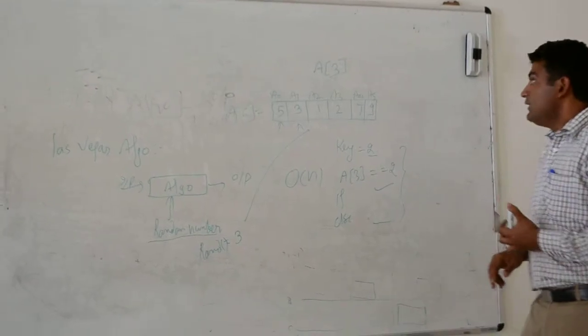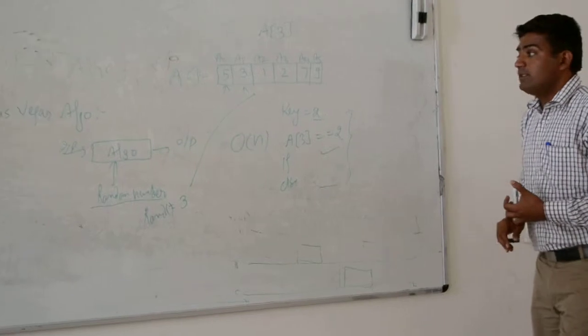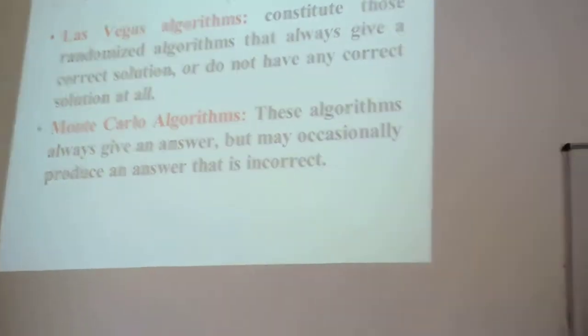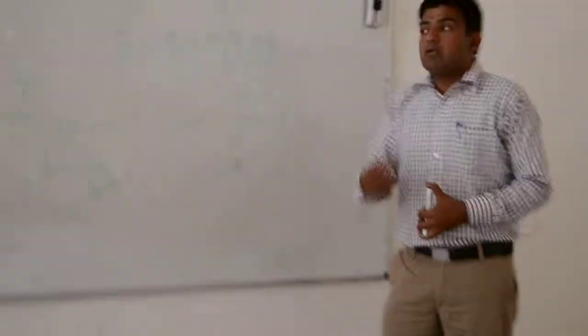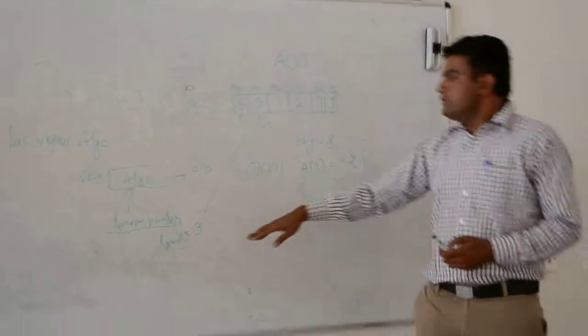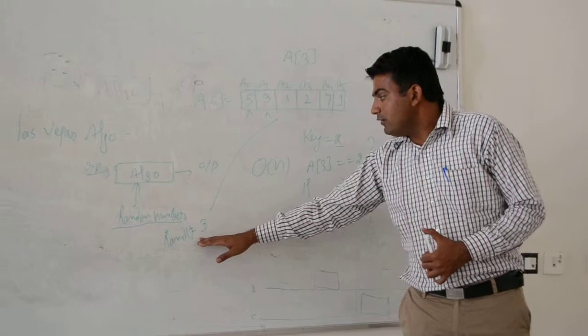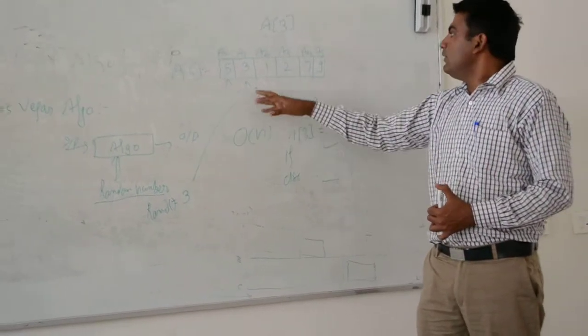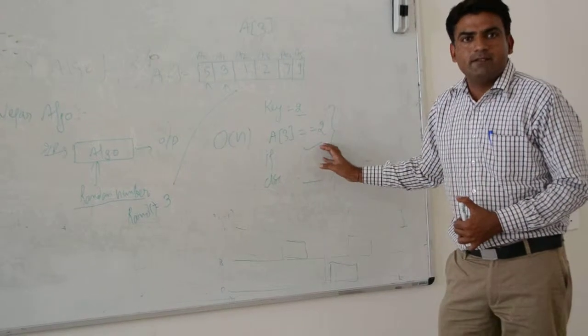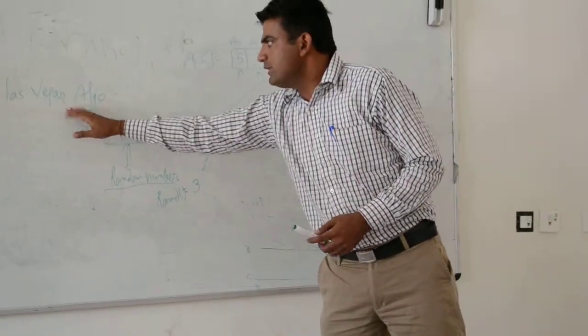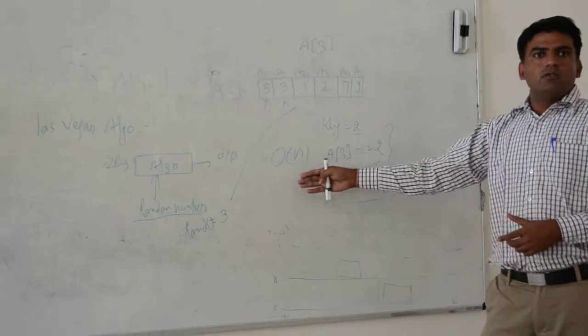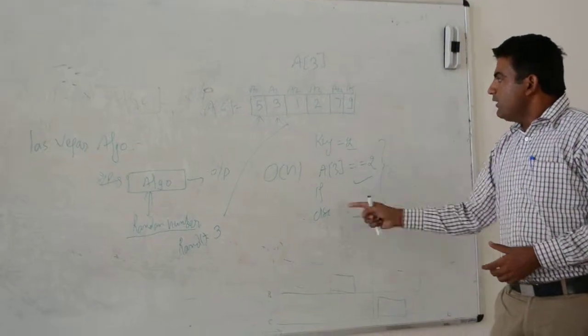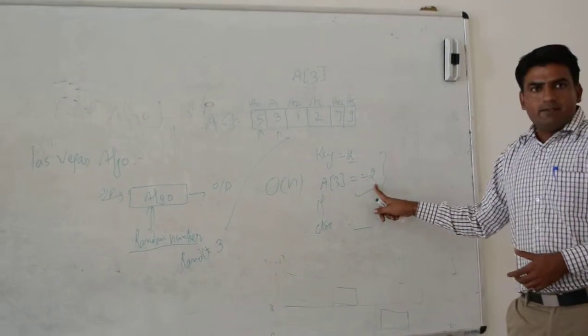But this has a disadvantage also, that you may or may not get the desired number. Suppose you always generate a location other than 3. In that case, what happens? It will not give you the right answer. The Las Vegas algorithm says that you will always get the solution. It will keep comparing until it generates the answer.